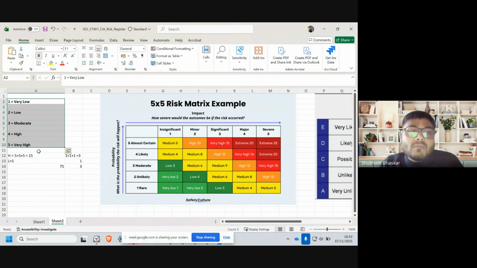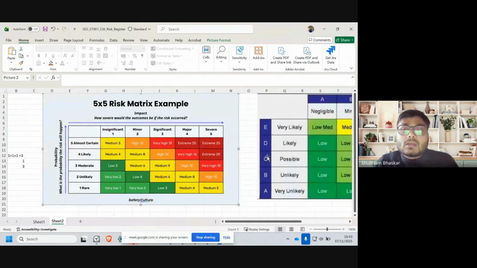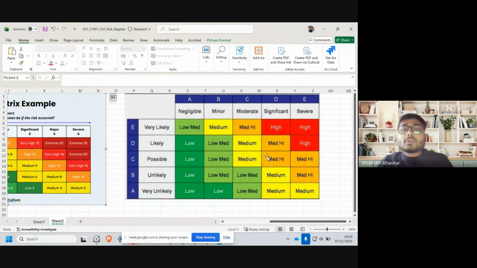When I say 5 by 5, that's the likelihood into impact, right? So the likelihood could be very low and impact could be very high. Likelihood could be any of this: very low likelihood of flood happening, high chance of flood occurring, very low impact, very high impact. So here you can mix and match, right? Again, I'm trying to correlate these two as well.